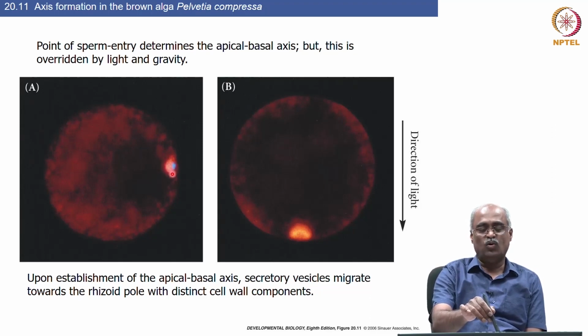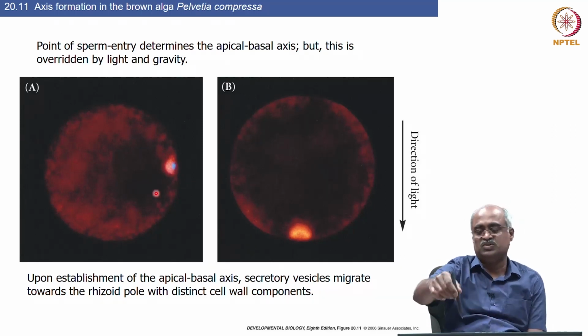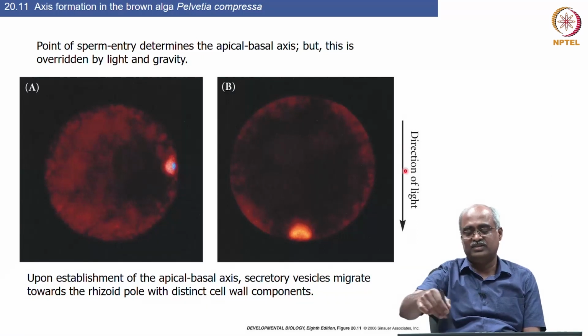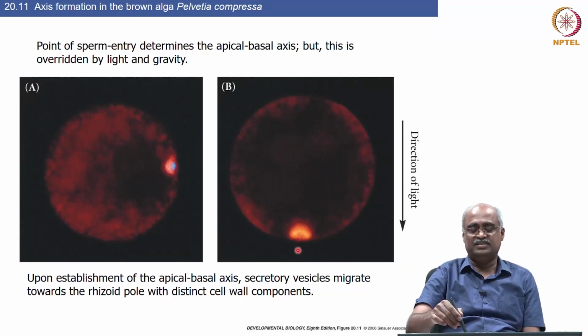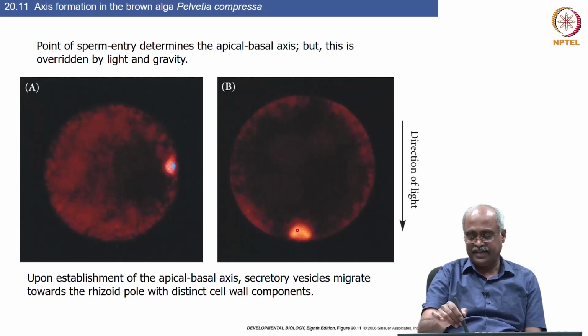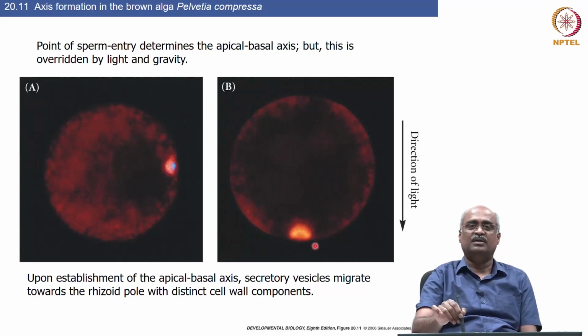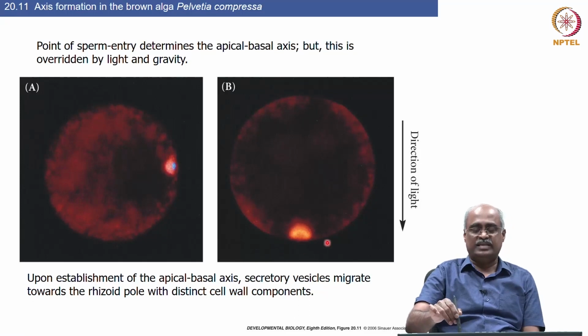But that can be overridden if you shine light in this direction, as shown by this arrow. So now that sperm entry point is forgotten, and instead F actin forms a focus at the bottom, away from the light, at the darkest point. And now the secretory vesicles are going to move here and deposit the rhizoid specific cell wall components here.